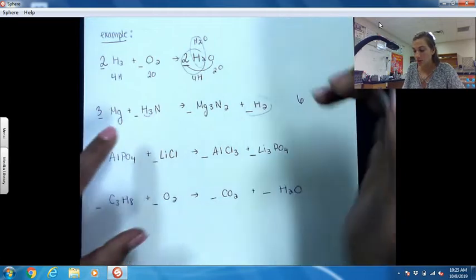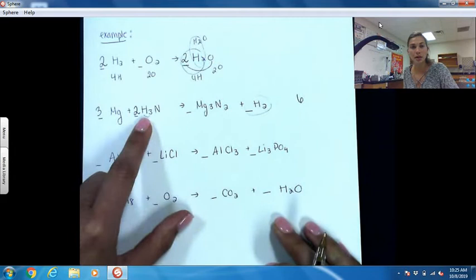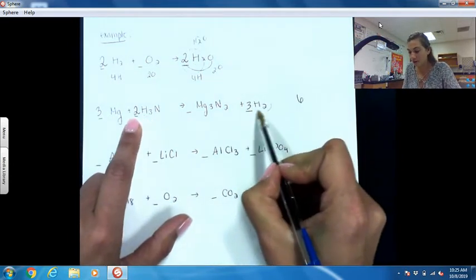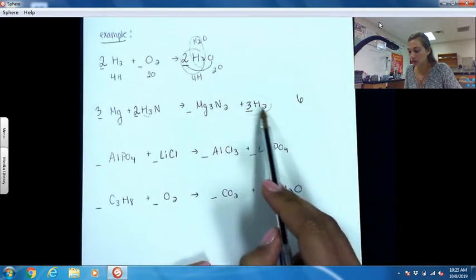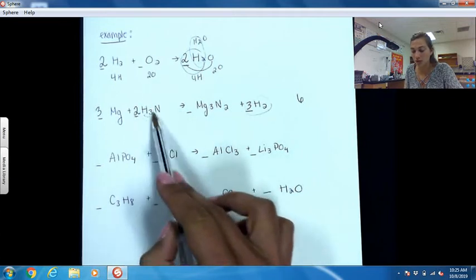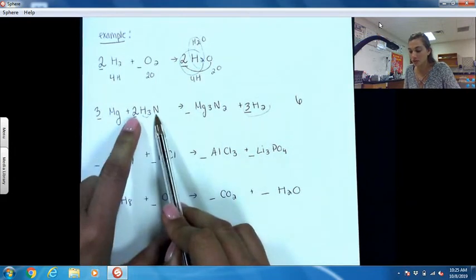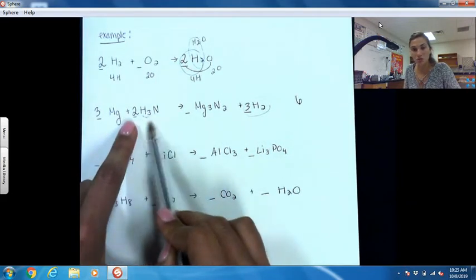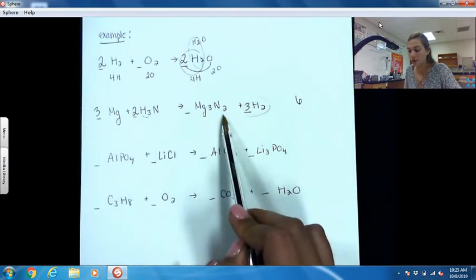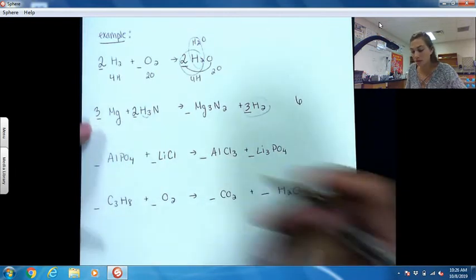So in order to get 3 to 6, I need to put a 2 out in front of here, and I need a 3 out in front of here. So now, 3 times 2 is 6 hydrogens on my product side, and 2 times 3 is going to be 6 hydrogens on my reactant side. Next up is nitrogen. I now have 2 nitrogens on my reactant side because of that 2 coefficient, and I look on my product side and I have 2 nitrogens on my product side. So I'm balanced.